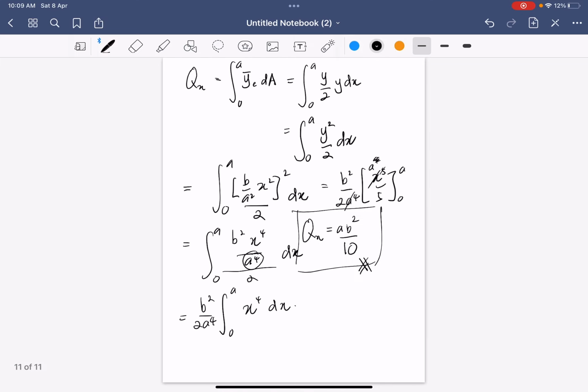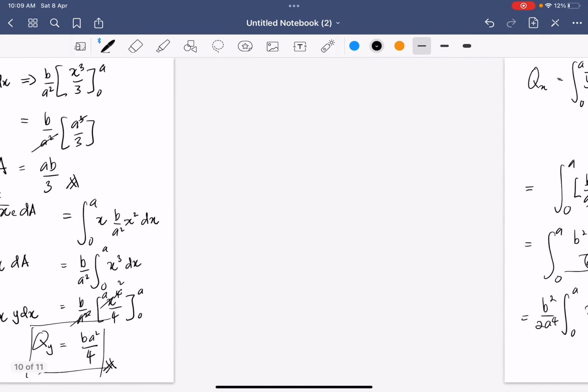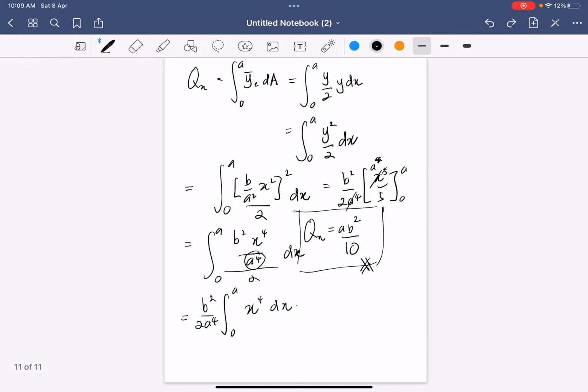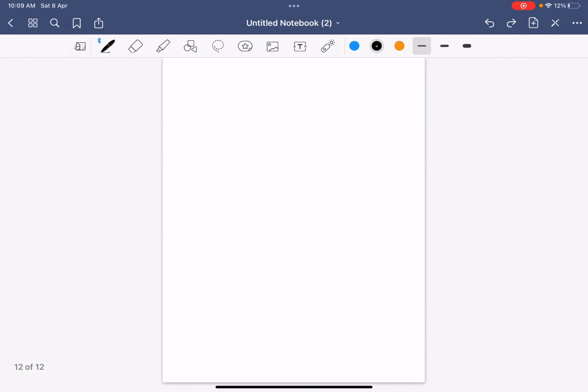So actually we are not finished yet, because we have just defined Qx, and previously we have defined the area and Qy. Now you have to gather them into this equation. Let's work it out on the next page.